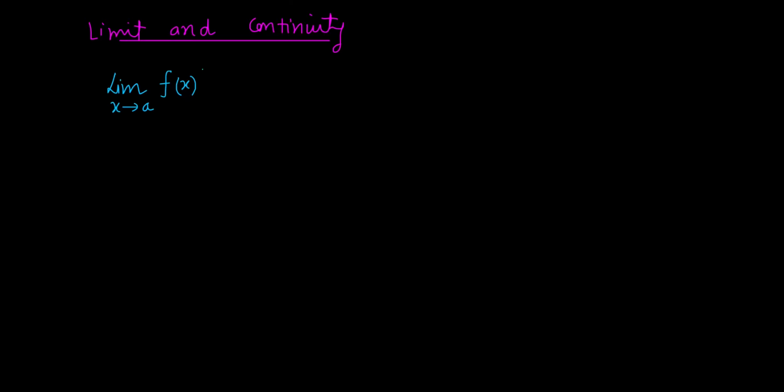Hello students, in today's video we are going to understand the concept of limit and continuity of a function. So let's start with the limit and we further move on to continuity. Let's say we have a mathematical function f(x), and we are talking about its limit at a given point x equal to a. Mathematically we write it like this: limit x tending to a of f(x). This is the representation for the limit of f(x) at x equal to a.